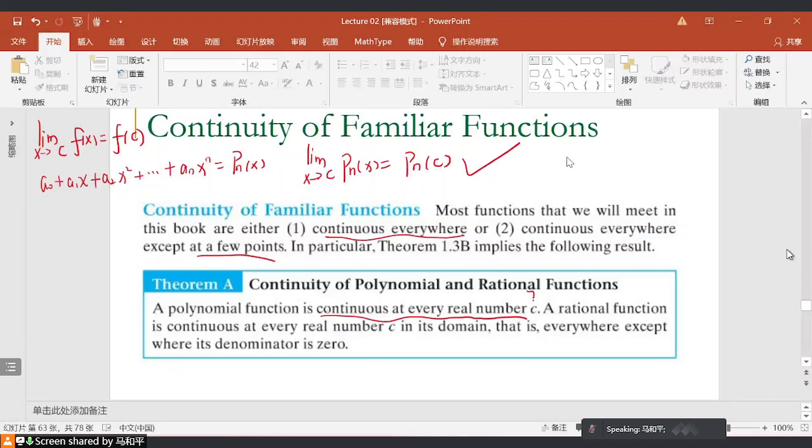And also, the limit as x approaches C of P(x) over Q(x) is equal to P(C) over Q(C) by substitution, as long as Q(C) is not 0. So we also have substitution. This means a rational function is continuous at every real number in its domain, that is, everywhere except where its denominator is zero. So we know the continuity of polynomial and rational functions.